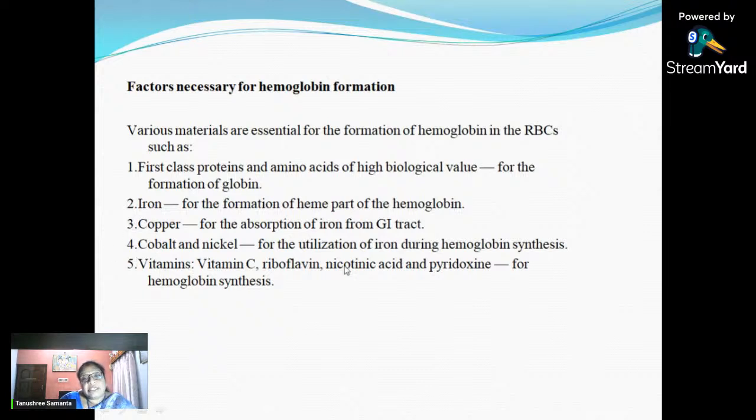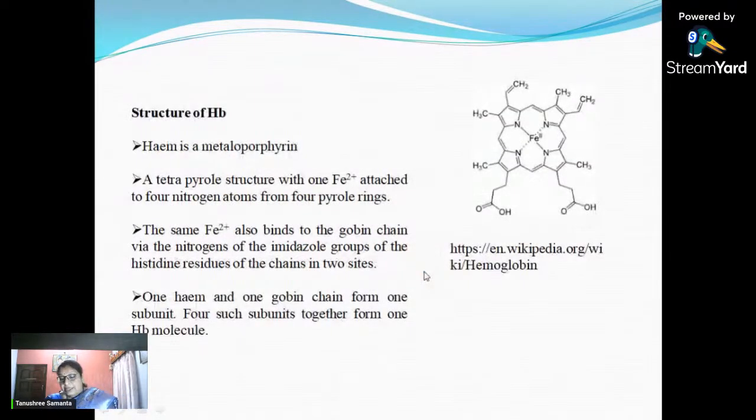And there are certain vitamins which also play a role in hemoglobin synthesis, as for example, vitamin C, riboflavin, nicotinic acid, and pyridoxine. This is the structure of the hemoglobin, which you see here. It is a metalloporphyrin where you can see the iron in the ferrous state, which is connected to 4 nitrogen molecules in the imidazole groups of the pyrrole rings, and it is also connected to nitrogens in the imidazole groups of the histidine residues of the globin chains.